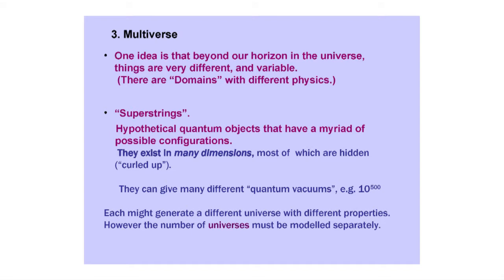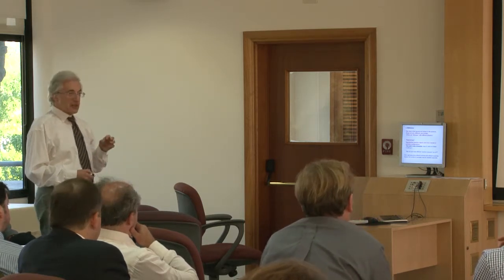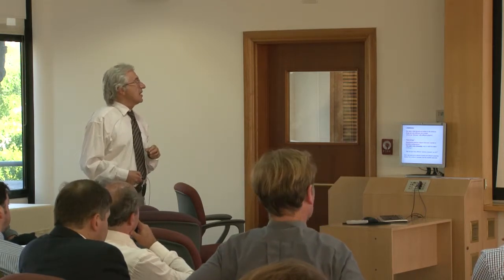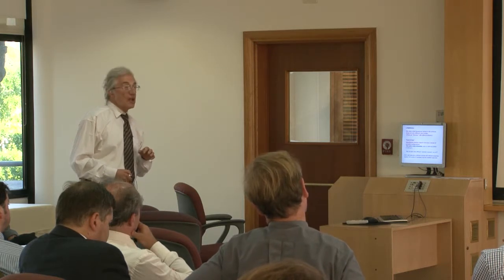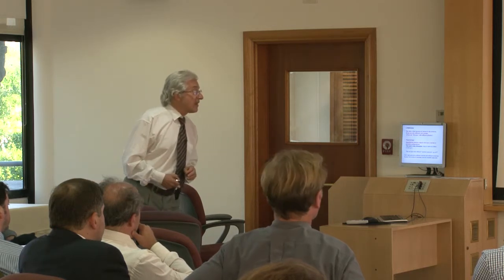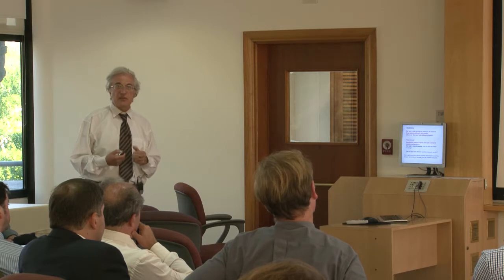Superstrings are a very popular idea. These are hypothetical quantum objects that have a vast number of possible configurations. They exist in many dimensions. Most of the dimensions are hidden to us. You can curl them up and do all sorts of funny things with them. And as soon as you get to large numbers of dimensions to make the theory work, you find you've got vast numbers of different types of superstrings and vast numbers of quantum vacuums, which are the basis of everything. A number of 10 to the 500 is quoted. Now that surely sounds enough to generate almost anything you like.